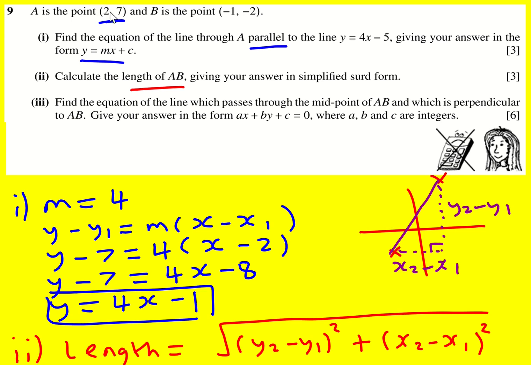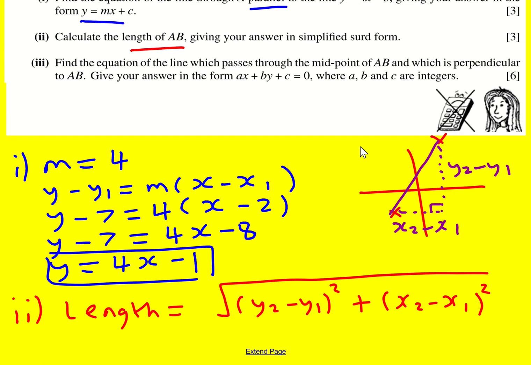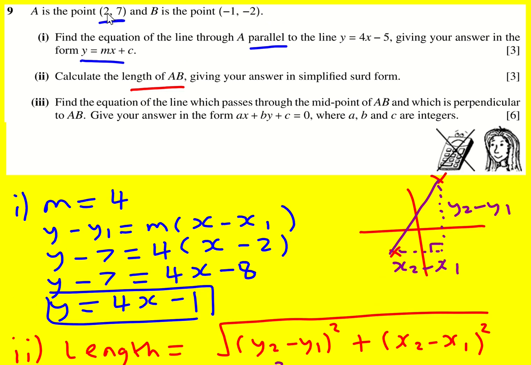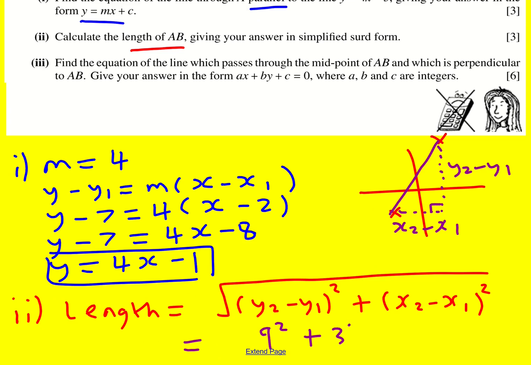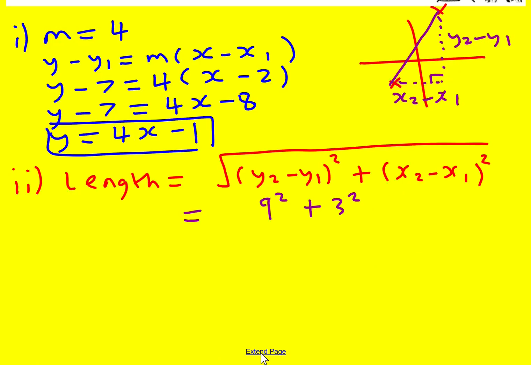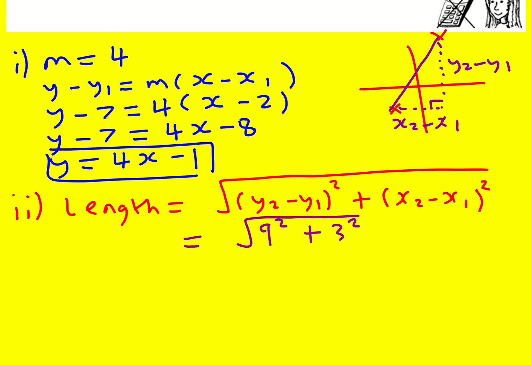You can just see that the differences between, let's do the y's first, between them is 9. So it's going to be 9 squared. And the difference in the x's is going to be 3, 2 minus negative 1. So 9 squared plus 3 squared, square rooted. Obviously you could show that extra step where you actually are subtracting them and then squaring them, but I've just gone straight to this. So that's going to become 81 plus 9, which is the square root of 90.